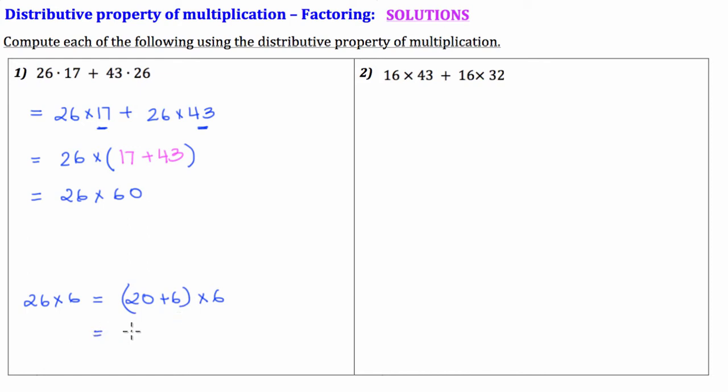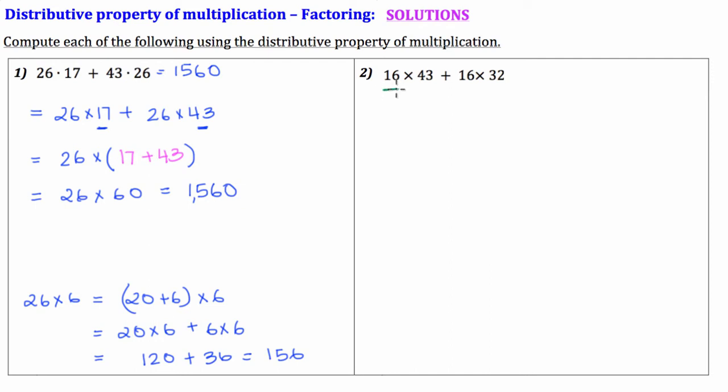And when I expand, it's equal to 20 times 6 plus 6 times 6. And that is equal to 120 plus 36. And that is 156. So 26 times 6 is 156. So 26 times 60 is 156 tens. That is also equal to 1560. So this is 1560. The next problem is 16 times 43 plus 16 times 32.